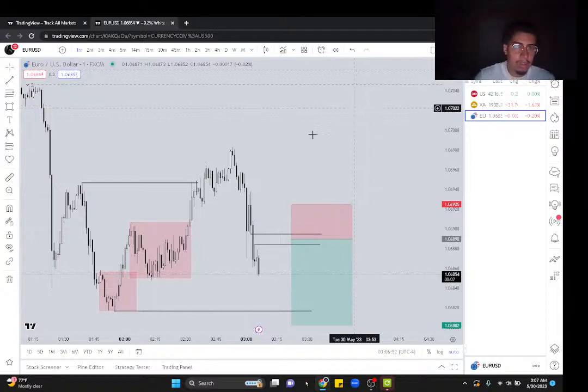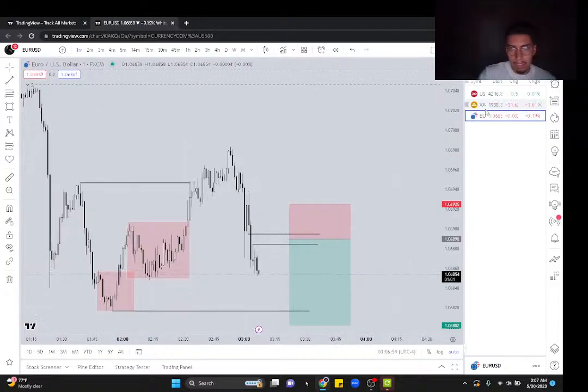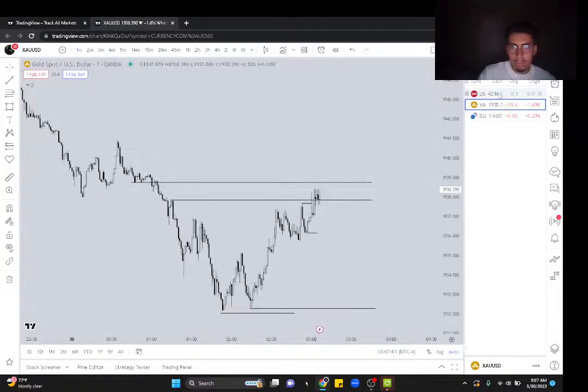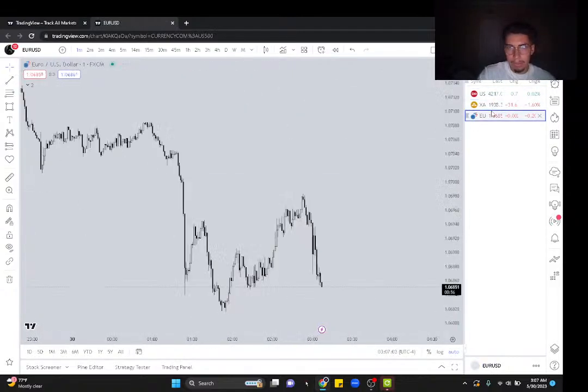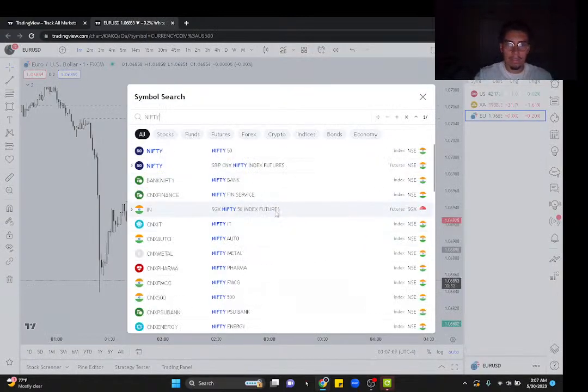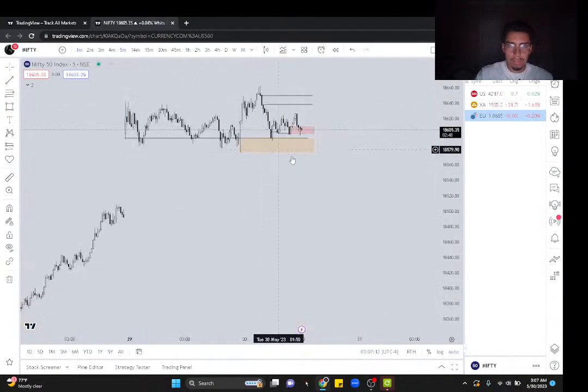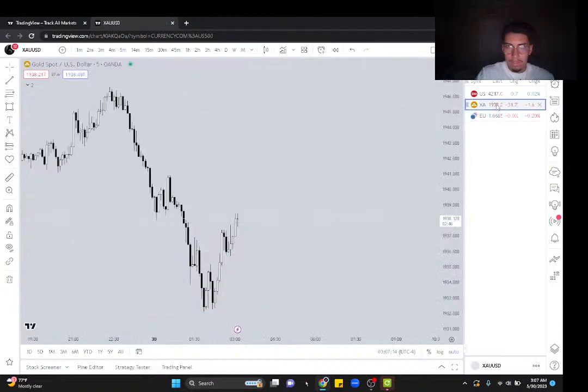So SMC trading is all about making sense of what is happening, right? You might get stopped out. Some trades might not go your way. Some trades you might get break even, whatever. But as long as you're understanding what's happening, that's the most important part of it. What happened with Nifty? Now that we're looking at it, it just kind of stayed stuck in that range. Interesting.